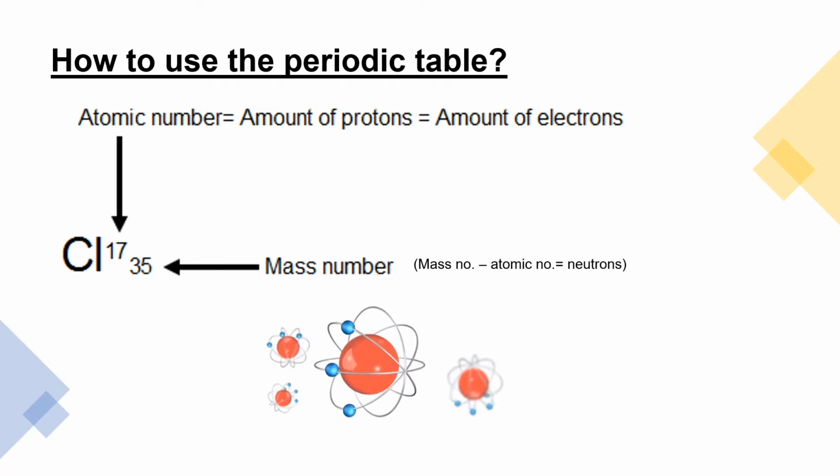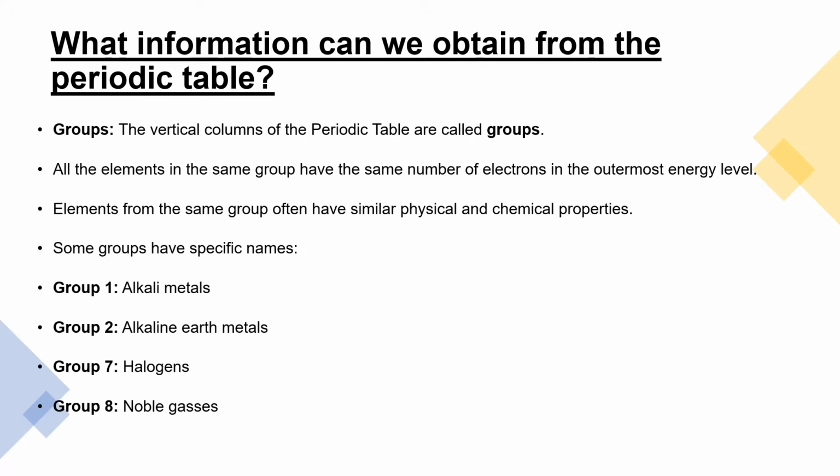The mass number will show us the amount of neutrons if we have the mass number minus the atomic number. Remember, in an atomic structure, the electrons orbit around the nucleus, and within the nucleus, the protons and the neutrons can be found. Now, there is quite a bit of information we are able to obtain from the periodic table.